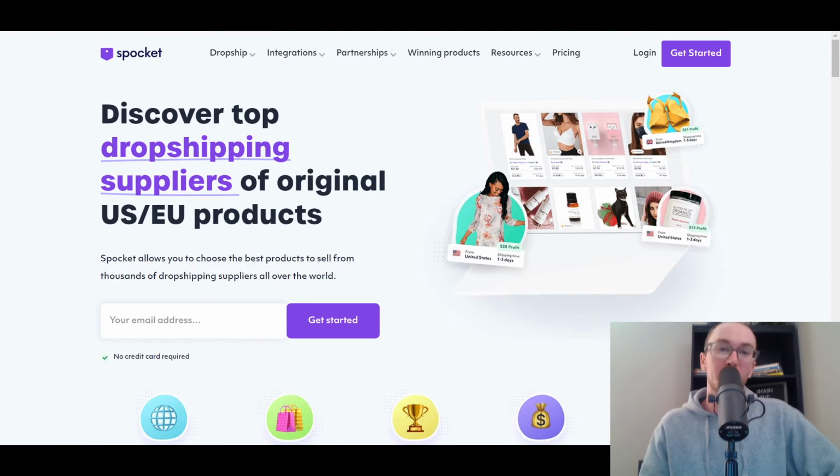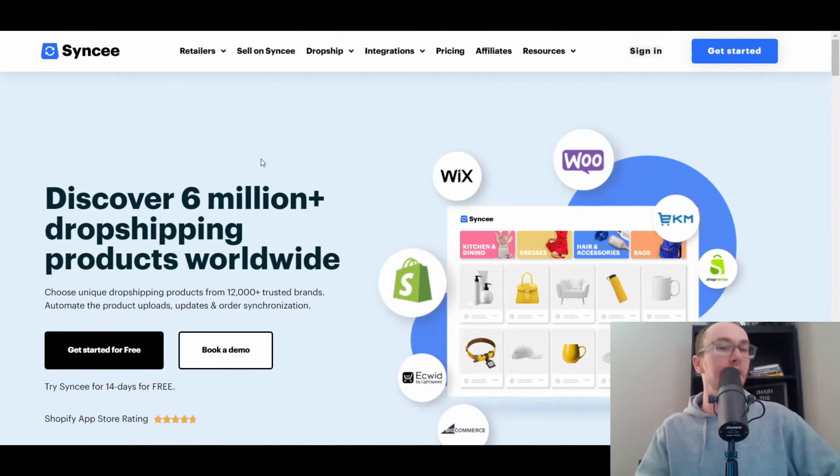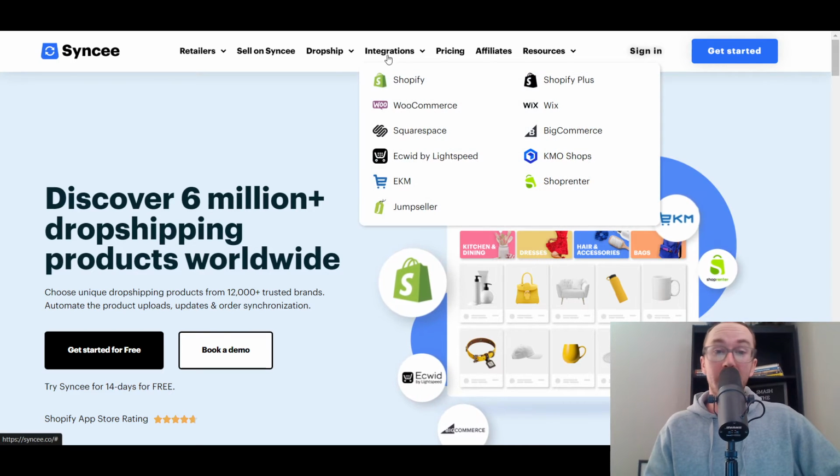Moving in at number 2, we have Sinky. Now, Sinky, much similar to Spocket. I would say Sinky and Spocket are really fairly similar as far as what they offer. Sinky, again, also has integrations with Ecwid, as you can see here.